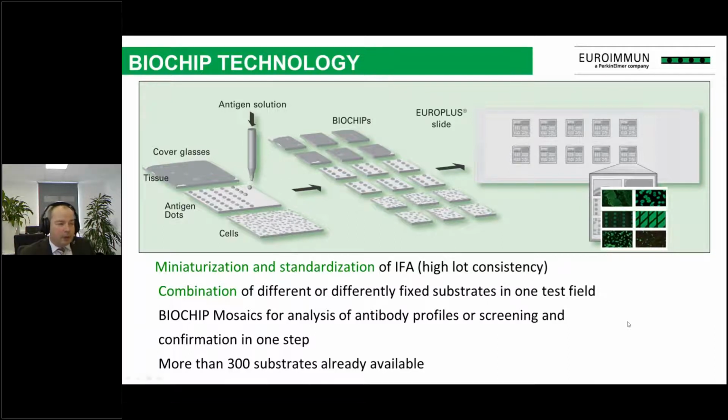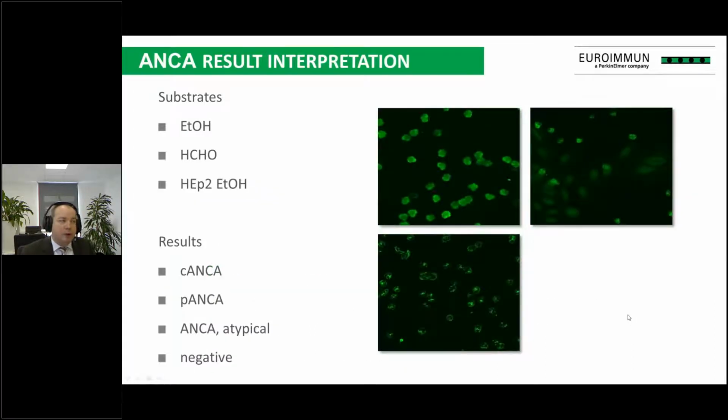This multiplexing is used very successfully, for example, for ANCA results interpretation, and here you can find one of our mosaics with 3 biochips. It means ethanol-fixed granulocytes, very important for ANCA diagnostic, formalin-fixed granulocytes, important to recognize if it's atypical or not, but also HEP2 cells with granulocytes ethanol-fixed. And based on these 3 biochips, we can recognize for you C-ANCA, P-ANCA, atypical ANCA or negative.